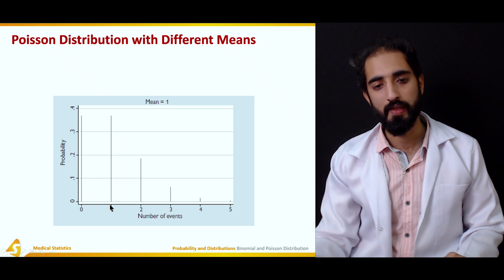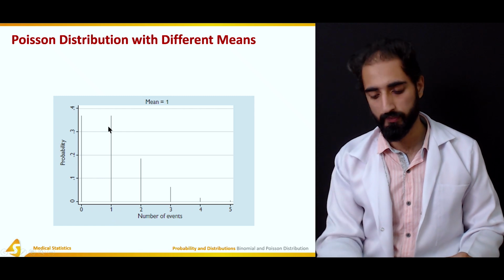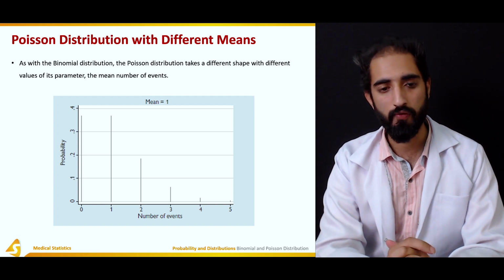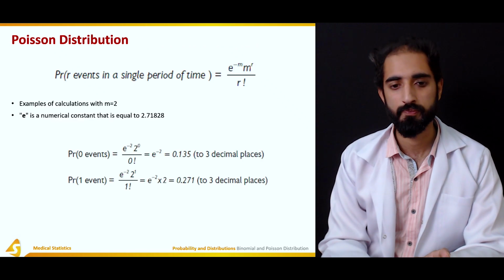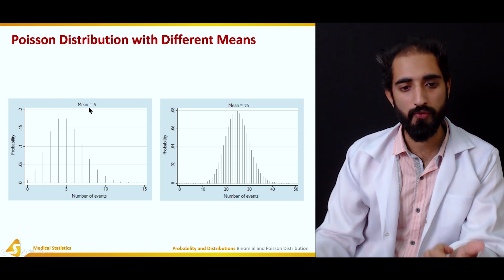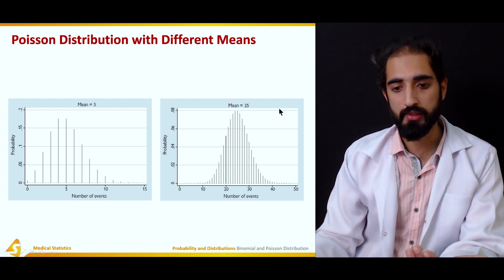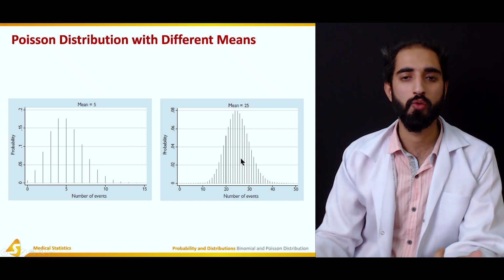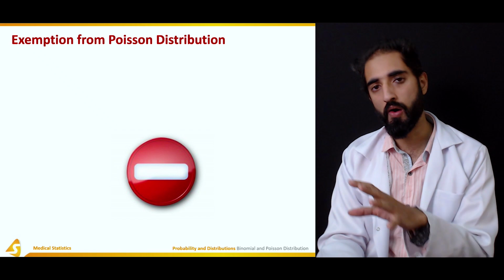And here we can see that the mean is equal to 1, because 1 has the highest probability here. As with the binomial distribution, the Poisson distribution takes a different shape with different values of its parameter, which is the mean number of events. And here we have another example. Here we can see that the mean is 5, so at the level of 5 the probability is the greatest. Similarly, here the mean is 25, so the probability is highest at 25. So the Poisson distribution is very much dependent on the mean.